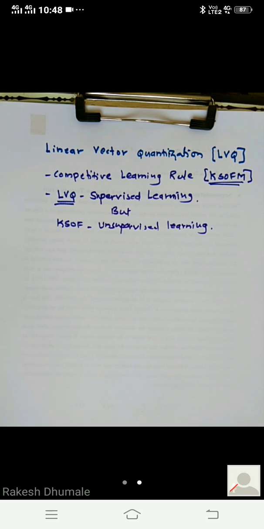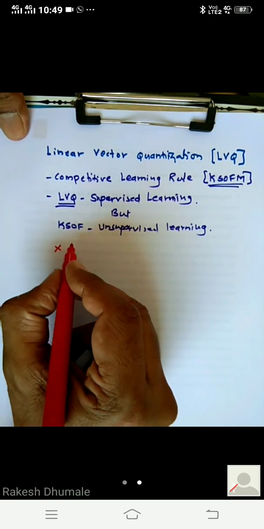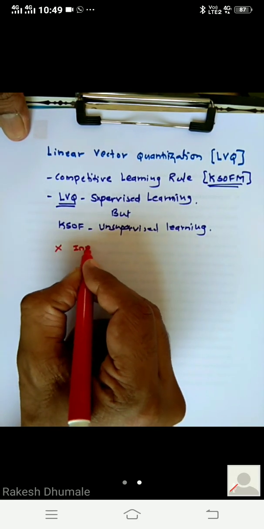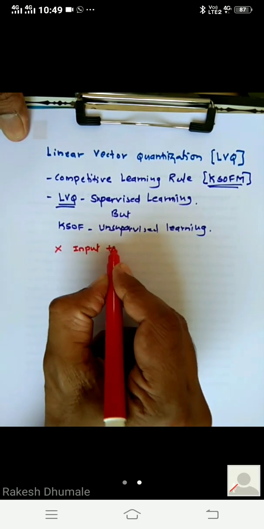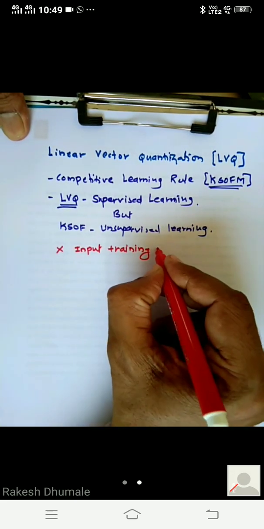LVQ is a supervised learning algorithm that looks like the KSOFM net, while KSOFM is an unsupervised learning algorithm. Now let us consider some parameters in LVQ, and then I will show you the structure of this LVQ. So let us consider X is the input training vector.